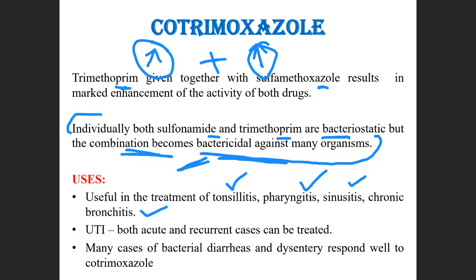So in the case of ENT infections, say for example, in those cases this combination is very much useful. Ear, nose, and tongue. So here, not in the case of tongue, say ear and nose, sorry, nose and throat, tonsils and nose, sinusitis and upper respiratory tract infection.